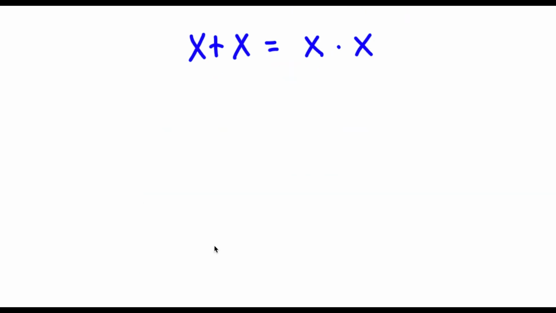Alright, so I have x plus x is equal to x times x. Now, let's simplify these two sides to start. Alright, so x plus x, that's obviously equal to 2x, and x times x, that's going to equal x squared.